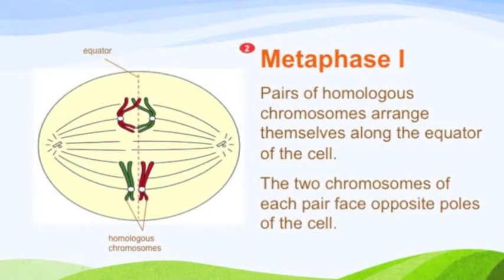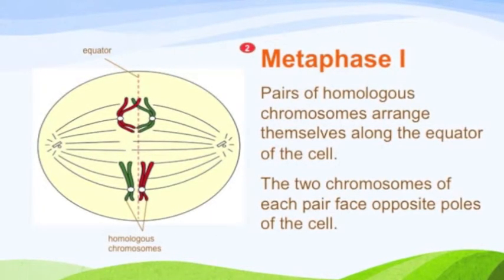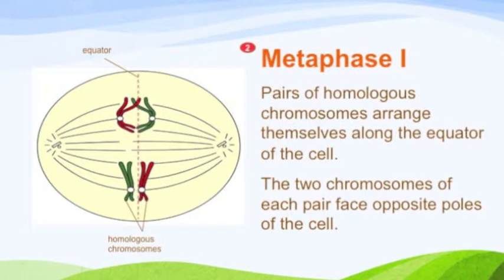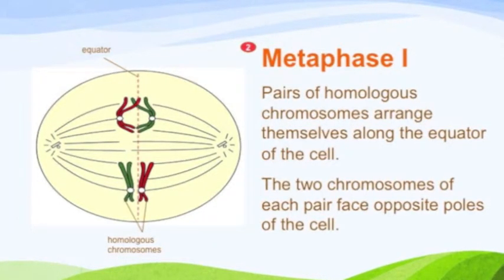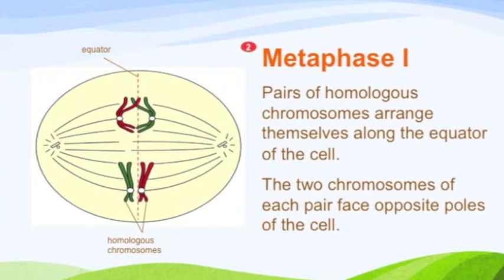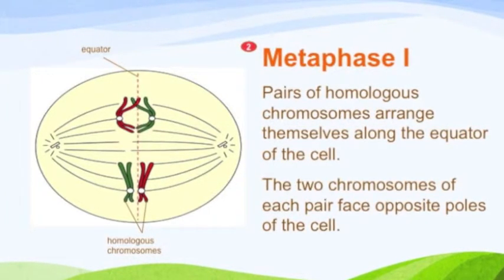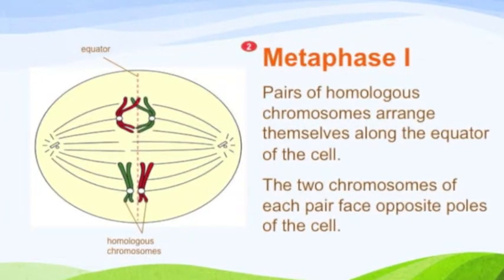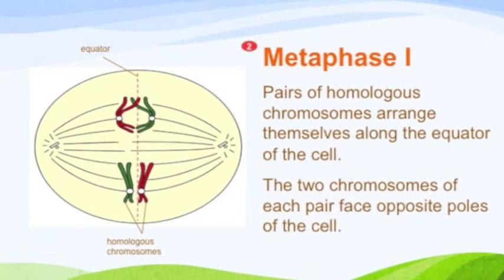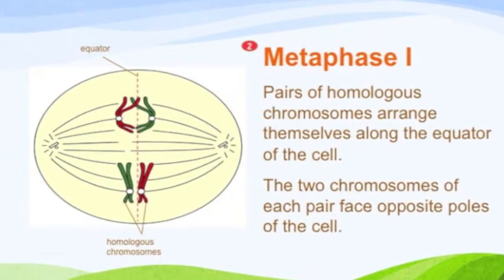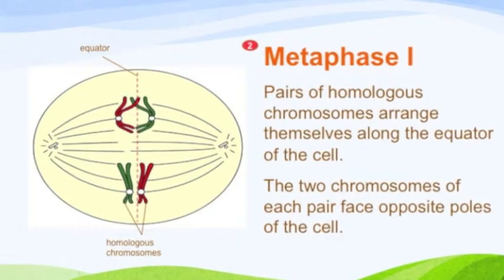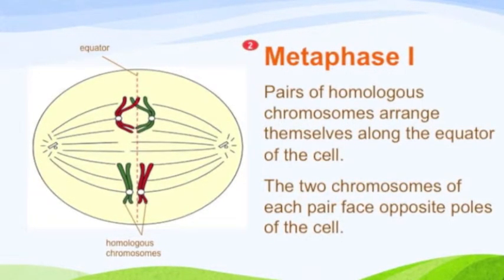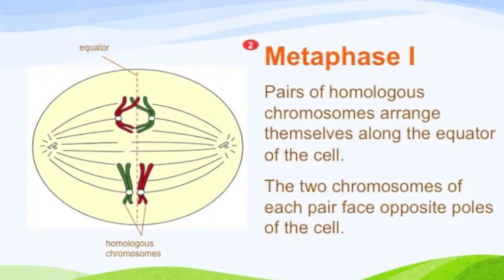After prophase I, there is metaphase I. This is where the pairs of homologous chromosomes arrange themselves along the equatorial plane of the spindle. The two chromosomes of each pair face the opposite poles of the cell. Also note that each chromosome is now attached to one spindle fiber.